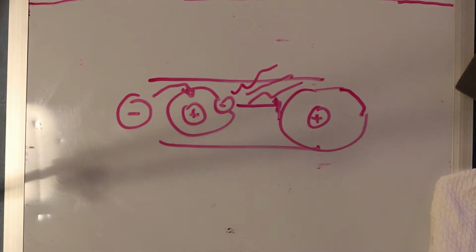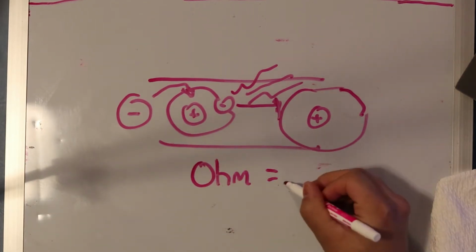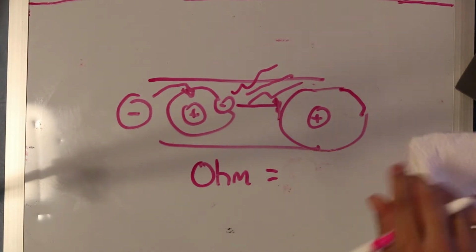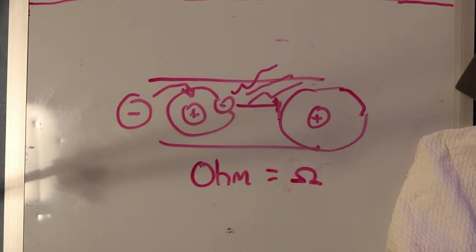Basically what that means is the material resists flow of electricity. And how we measure that is in something called an ohm, spelled OHM, which is equal to the omega symbol. I'll draw you a little better one, which looks like this. And that's how we measure resistance in an electrical circuit.